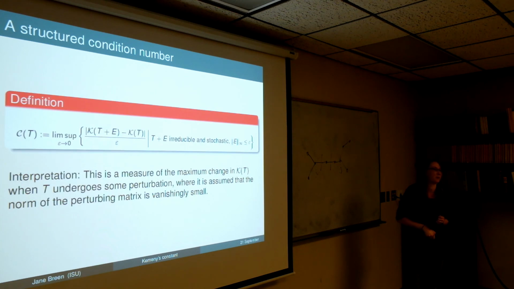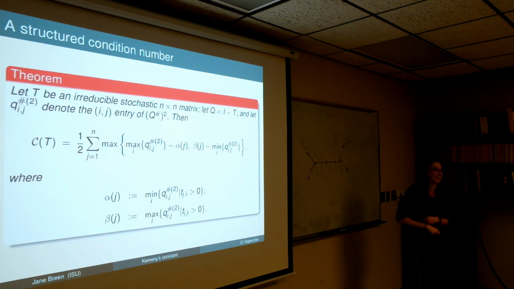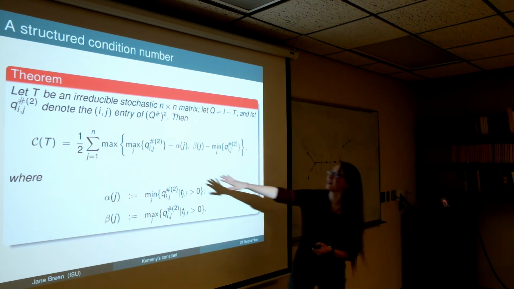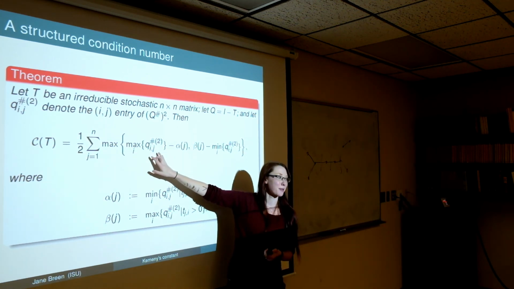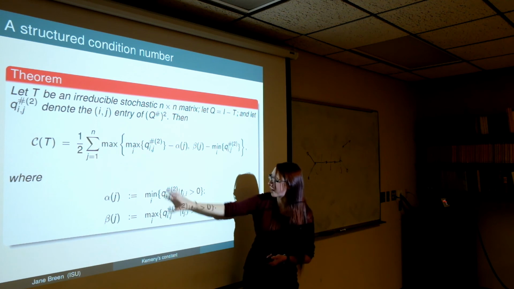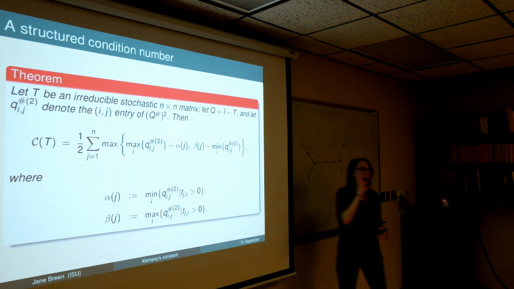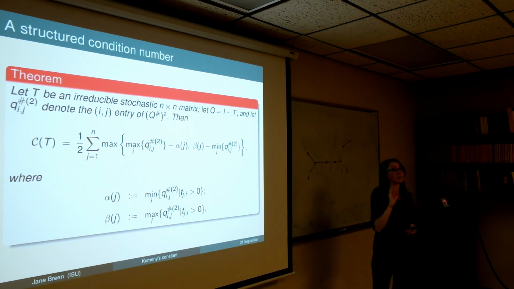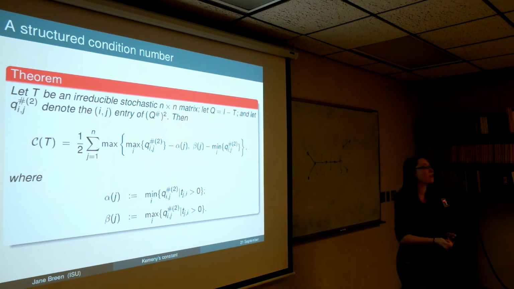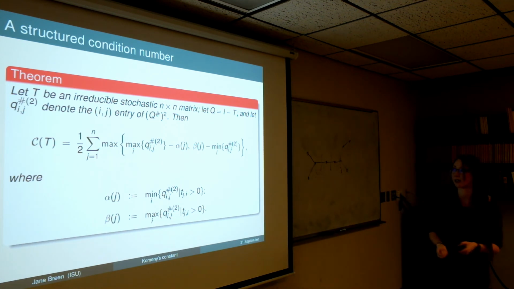Oh, sorry, I should have warned you before this slide. Okay, so here's the result. Here's our condition number. It's that thing. So these are all entries of Q sharp squared, and then there's all these other guys where we take mins and maxes. And it's not nice to look at, but it is accurate. So if you were working with this in practice, you could just write a program that's going to calculate this, and that would give you the structured condition number for Kemeny's constant.